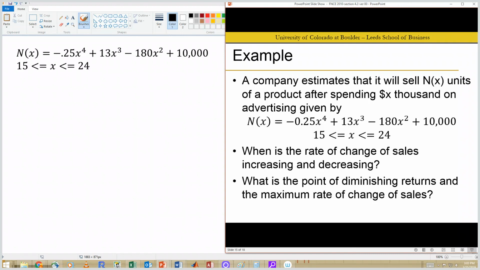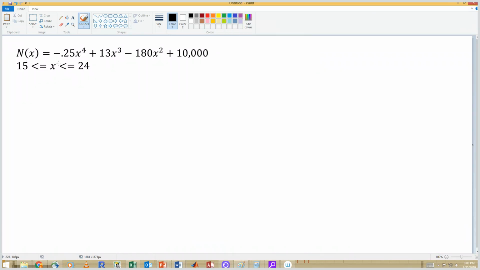So I'm going to go over here where I have written down the formula, and we need first the first derivative, so N prime of x equals negative x cubed plus 39x squared minus 360x. So that's our first derivative. That's the rate of change of sales. And in order to investigate when it is increasing and decreasing and what the point of diminishing returns might be, we need the second derivative.